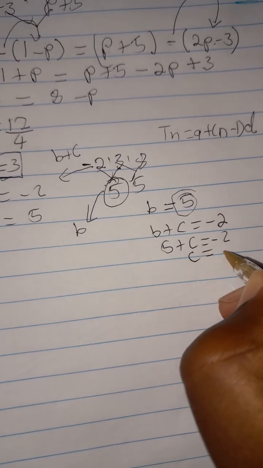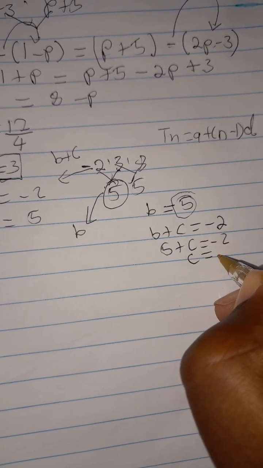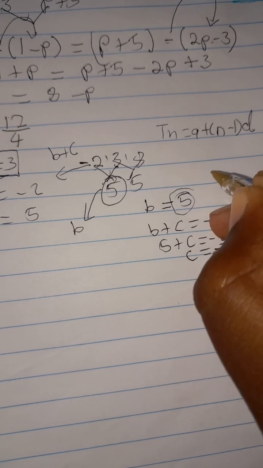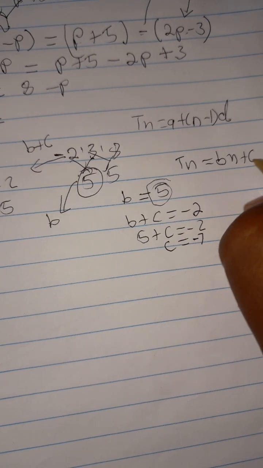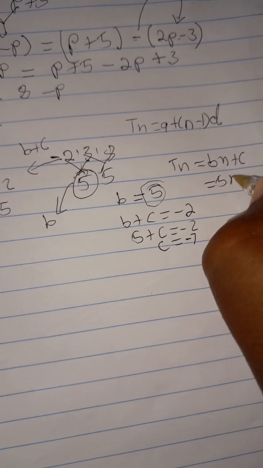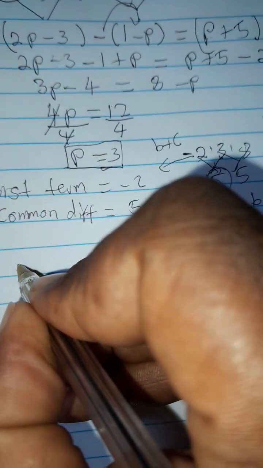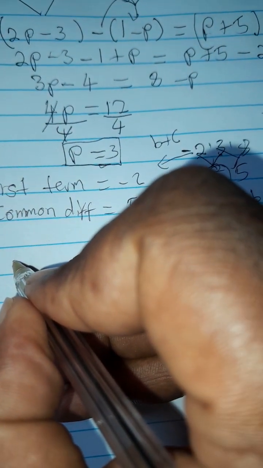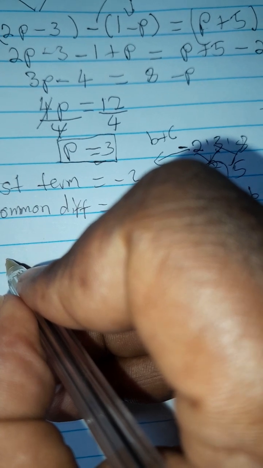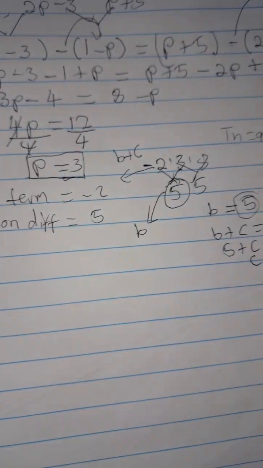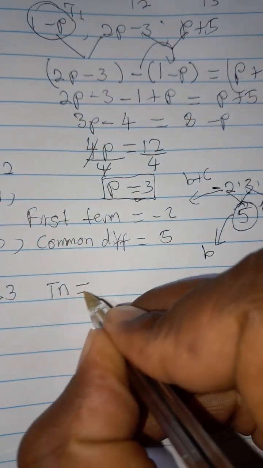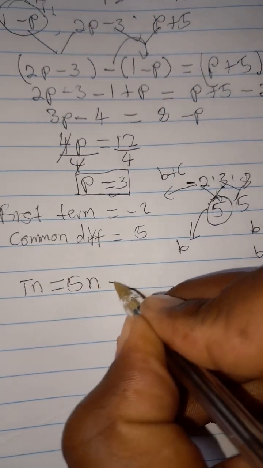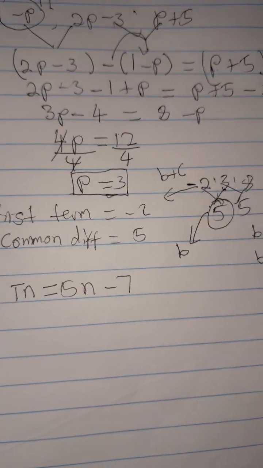Then move the 5 to the other side. It will be negative 2 minus 5, that will be negative 7. So writing it in a linear form, it will be Bn plus C, in which your B was 5, so 5n minus 7. So they said explain why none of the numbers in this arithmetic sequence are perfect squares. According to our formula, Tn equals 5n minus 7, which is the general term of this sequence.